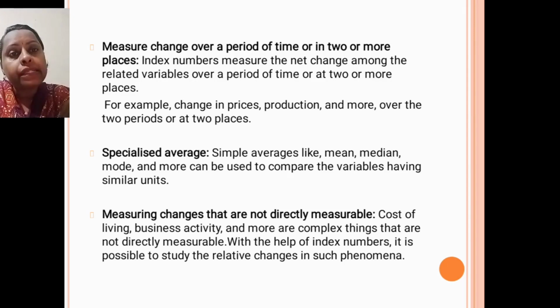Then, measuring changes that are not directly measurable. As we know, cost of living, business activities and more are complex things that are not directly measurable. With the help of index numbers, it is possible to study the relative changes in such phenomena.